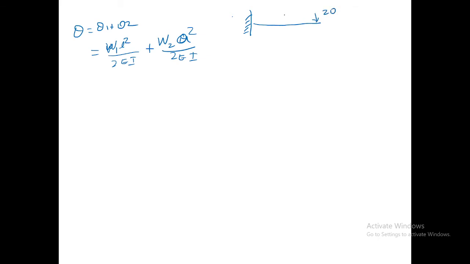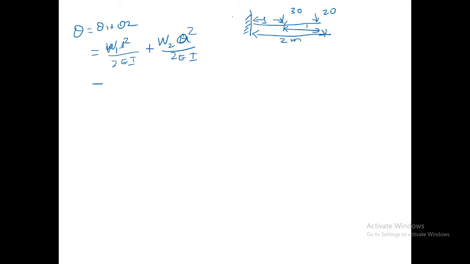So theta is theta 1 plus theta 2. Theta 1 is W1 L square divided by 2EI, and theta 2 is W2 A square divided by 2EI. Here the beam is fixed, with loads of 20 and 30, total length is 2 m, and A is 1 meter.